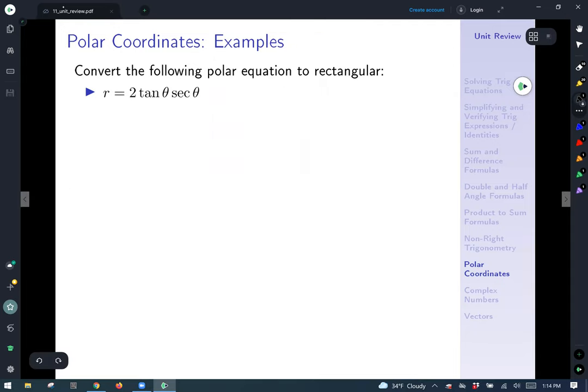How about this one? Oh no, what have we got? What are we going to do here?